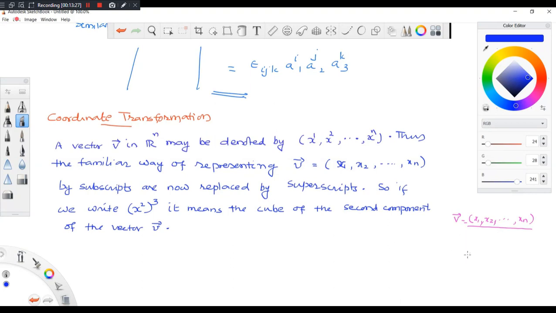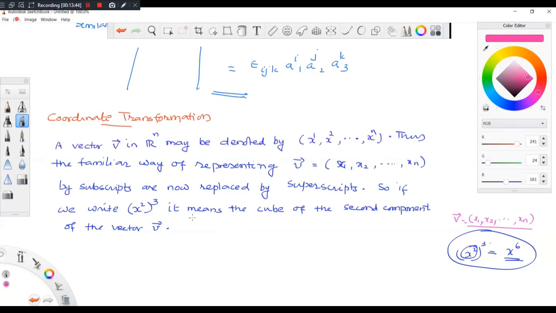Otherwise what is it? x square whole cube, according to the law of exponents, it is x raised to 6. Don't think that it is x raised to 6. It is the cube of the second component. So that meaning is to be taken.